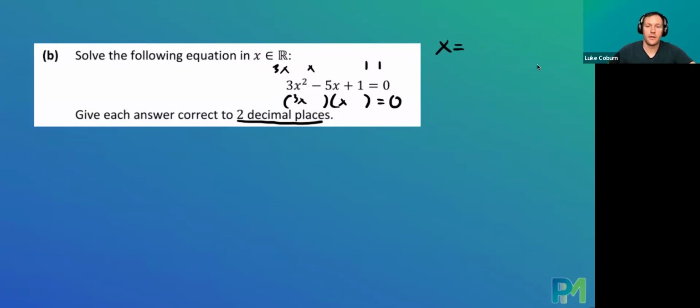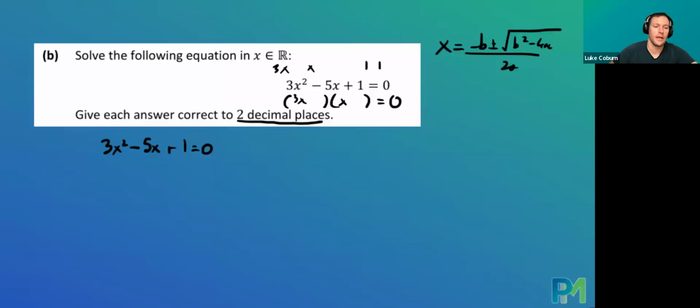Okay, so let's just leave all that there and rewrite the question again. So 3x squared minus 5x plus 1 is equal to 0. And we're going to use the quadratic formula. To do that, we need our a, our b, our c. We see that our a is equal to 3, our b is equal to minus 5, and our c is equal to 1.